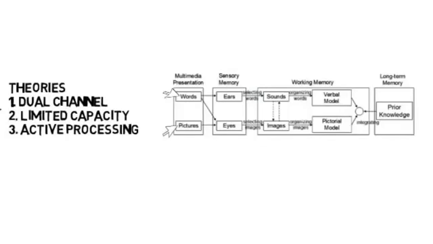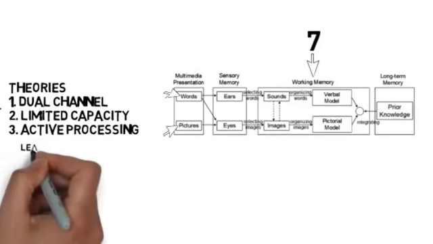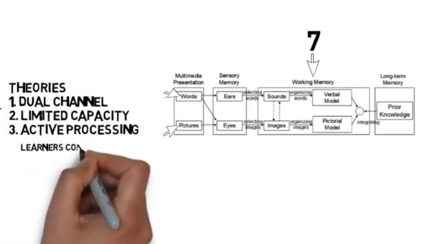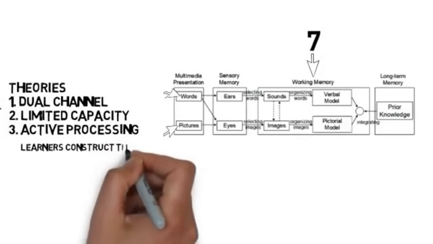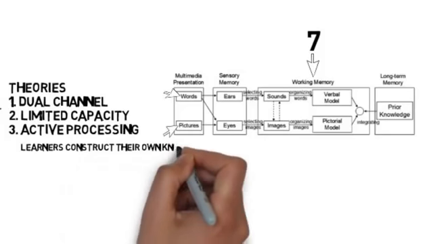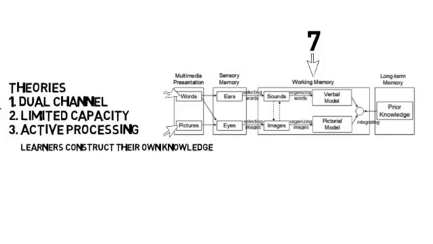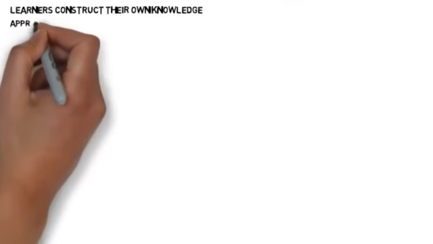This existing knowledge also is brought into the working memory, and that affects the limited capacity, the limited working memory capacity of up to 7 items for about 20 seconds. And active processing is the assumption that learners construct their own knowledge. And that's an important element of cognitivism, one of the schools in education.